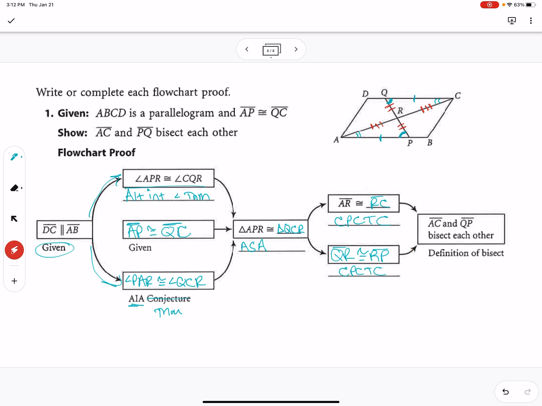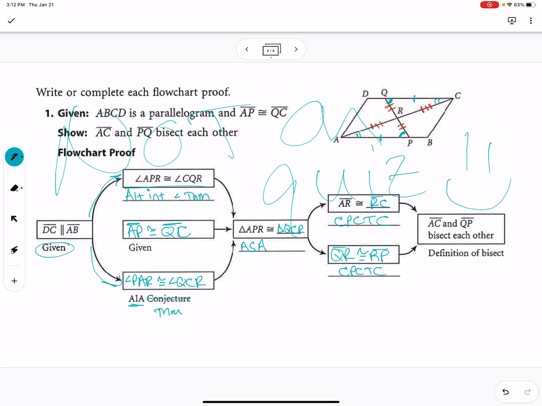That was fun. Again, not on your quiz, but it was a fun preview for what is to come, aka proofs.